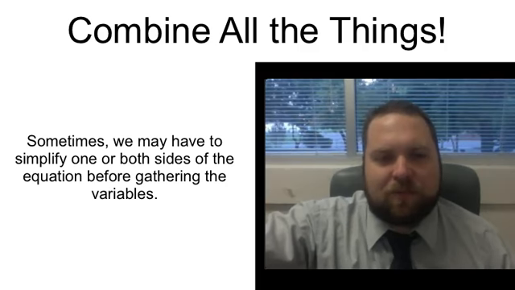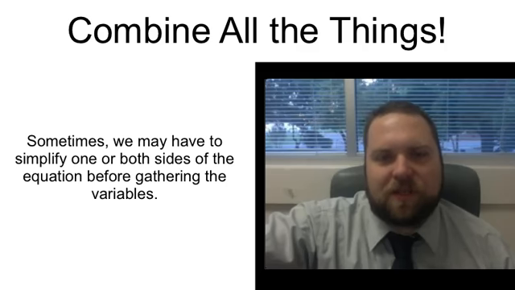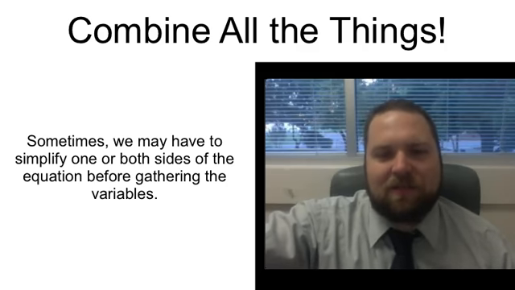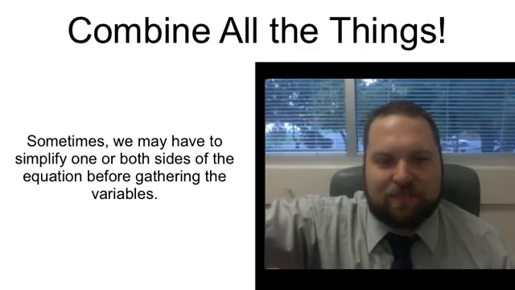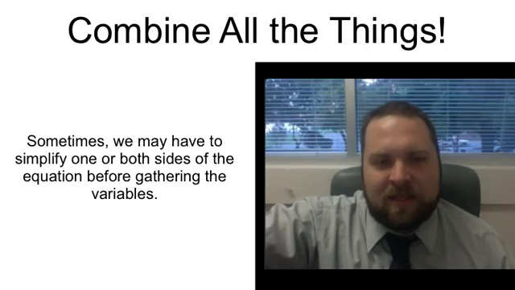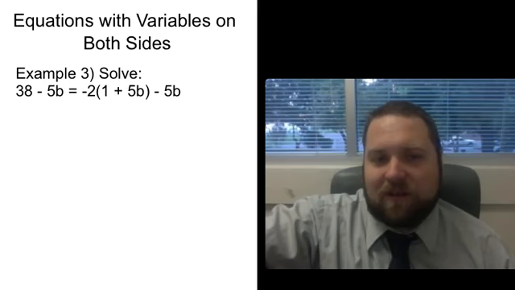Up to this point, the problems that we have solved have all involved variables on both sides, and then when we gather the variables, magically we have a two-step equation. It's not always that simple. Sometimes we're going to have to simplify before we can even gather the variables. So remember, simplification is the combining like terms and using the distributive property. So I have to look and see if I can do that before I move on.